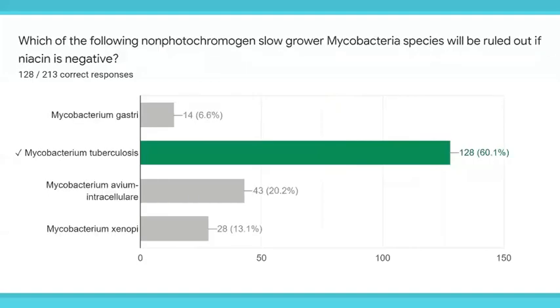Next. Which of the following non-photochromogen slow grower mycobacterial species will be ruled out if niacin is negative? Okay, the answer is MTB, Mycobacterium tuberculosis. Remember that one of the defining characteristics of MTB is that it is niacin positive. Okay, it is niacin positive, MTB.